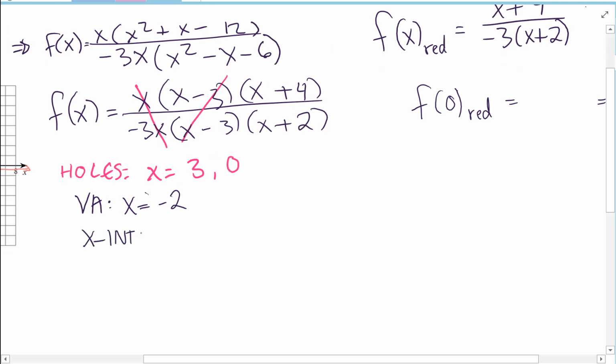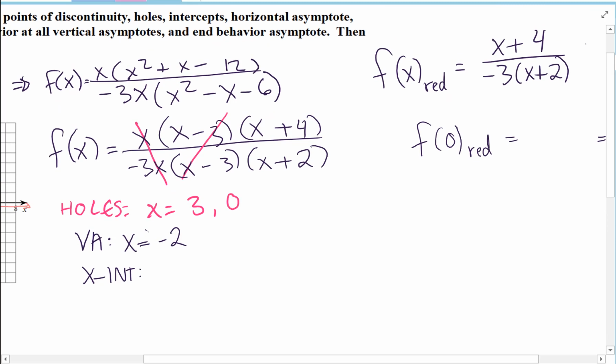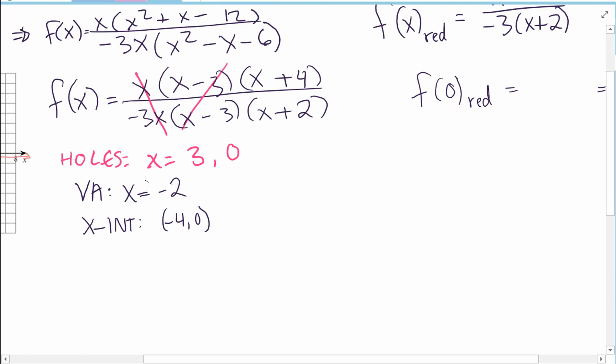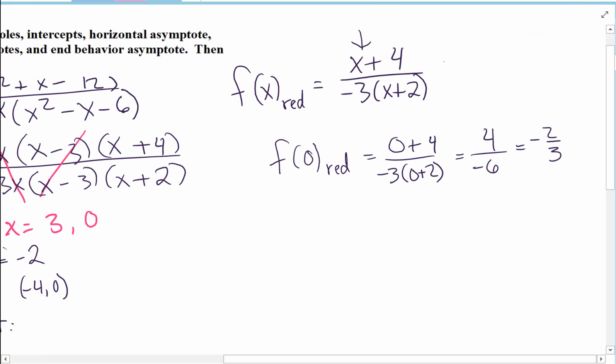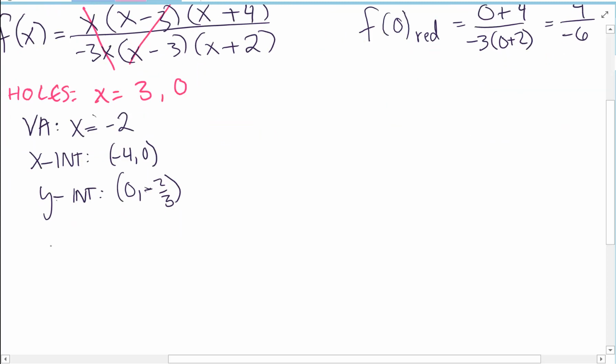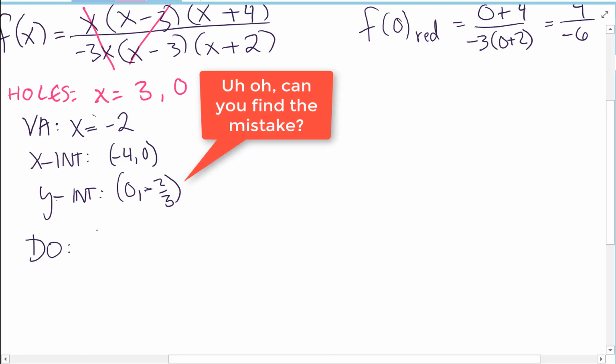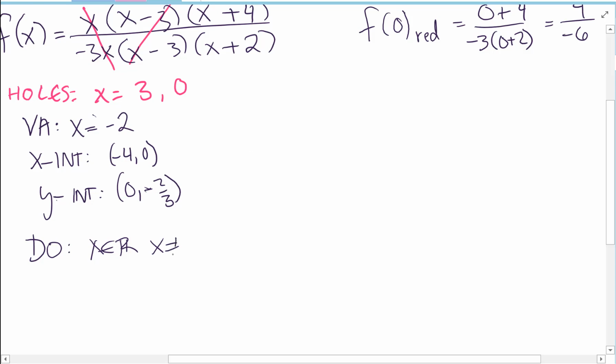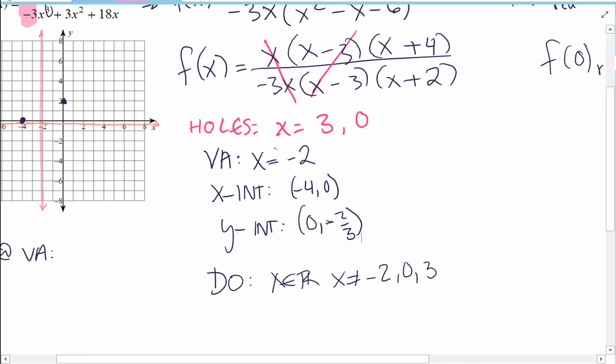X-intercepts are anything that make the numerator equal to 0. So that would be (-4, 0), and there's only one of those. Y-intercept is when you plug in 0 for x. And we get -2/3. So my domain is everything except the holes and the vertical asymptotes. So x is a member of the set of all real numbers, but x cannot equal -2, 0, or 3. I will also write it in interval notation.